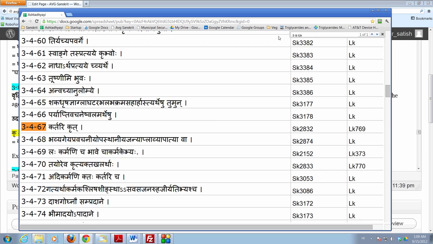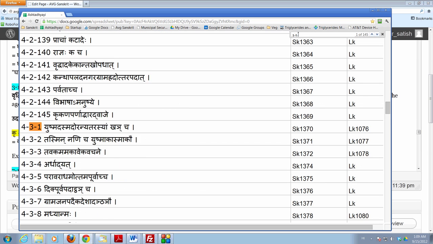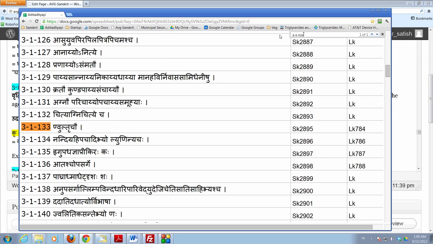of the action. For example, in English, you have this affix er, like goer, doer, writer, and so on and so forth. That er affix is a kartari krit. So similarly, now we are going to study these two affixes, nul and trich. Okay, let's look at the vritti of this sutram.